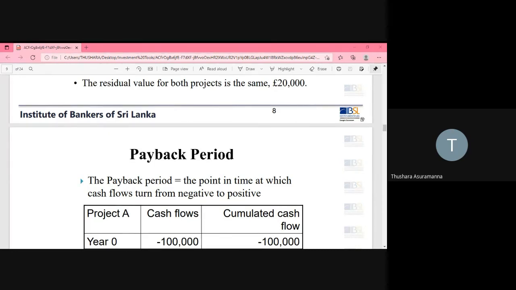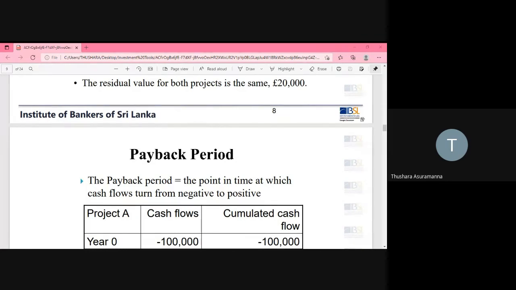Now year 1, how much? Minus 100,000 plus, how much are we getting? Anybody can suggest, because you have the numbers. 45,000. So then minus 100,000 plus 45 is, then the cumulative cash flow is minus 55,000. Go to year 2. See the cash flows and then add to that the cumulative cash flows. Like that. So prepare the first table.